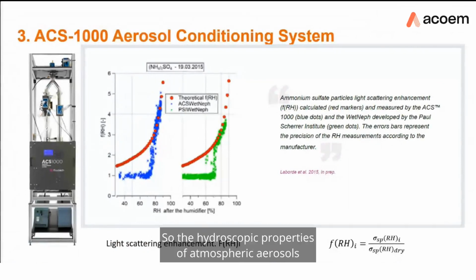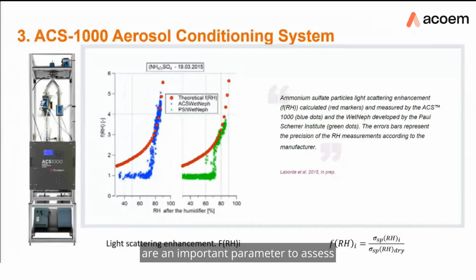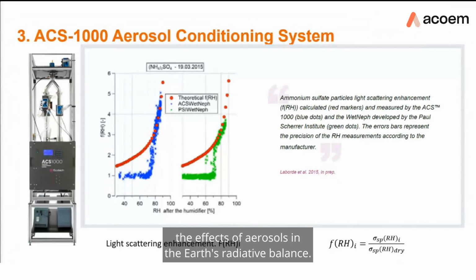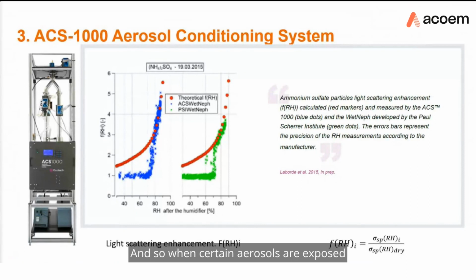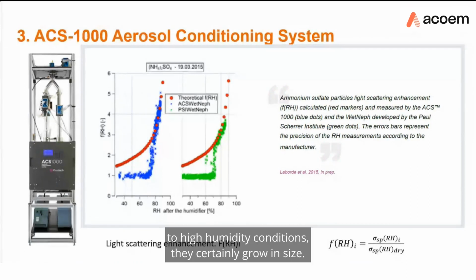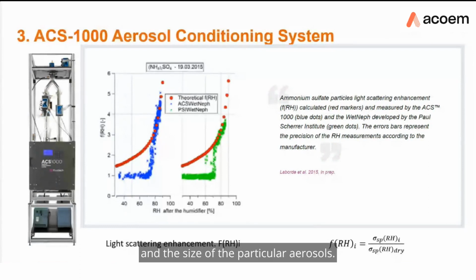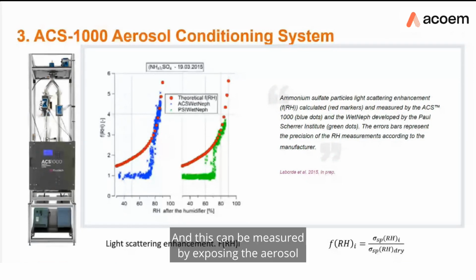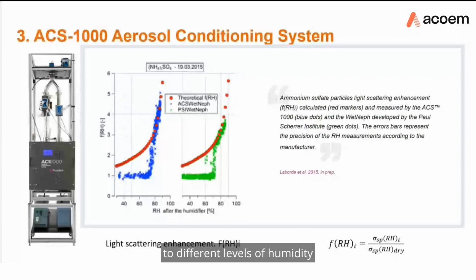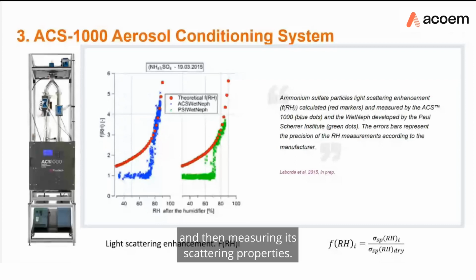Thanks, Grant. So the hygroscopic properties of atmospheric aerosols are an important parameter to assess in order to accurately model the effects of aerosols in the Earth's radiative balance. When certain aerosols are exposed to high humidity conditions, they appear to grow in size, and the amount of growth depends on the composition and the size of the particular aerosols. This can be measured by exposing the aerosol to different levels of humidity and then measuring its scattering properties.